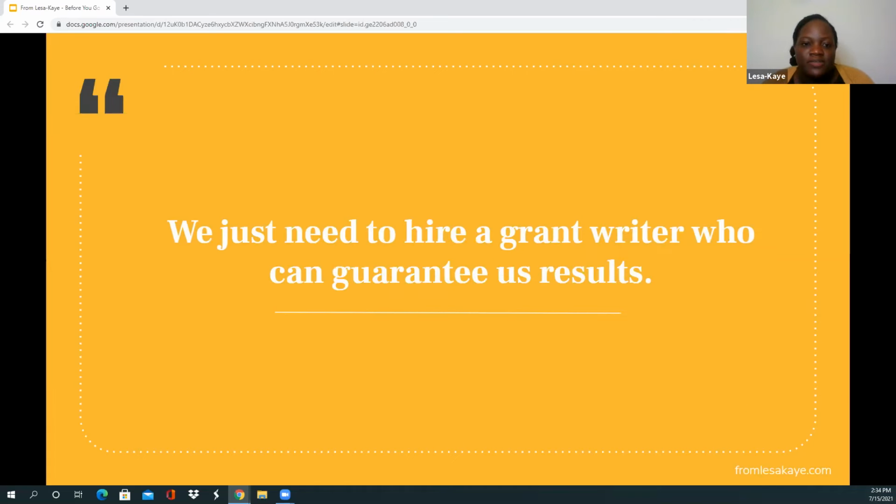All right, so the next one: is this a myth, a half-truth, or a downright lie? We just need to hire a grant writer who can guarantee us results. This is my favorite one, by the way. Is this a myth, a half-truth, or a downright lie? We just need to hire a really good grant writer, Lesa-Kaye. All right, I'm going to tell you what it is. It is a downright lie.